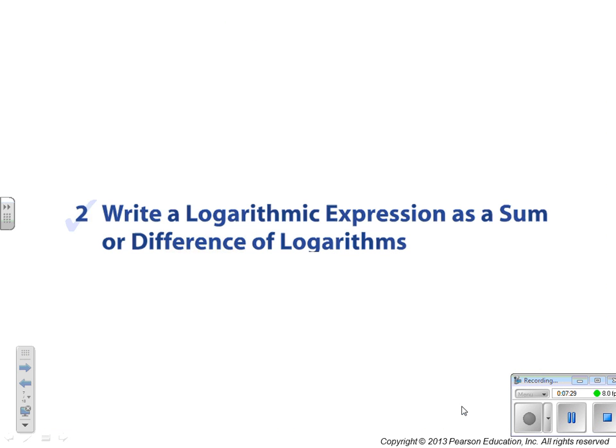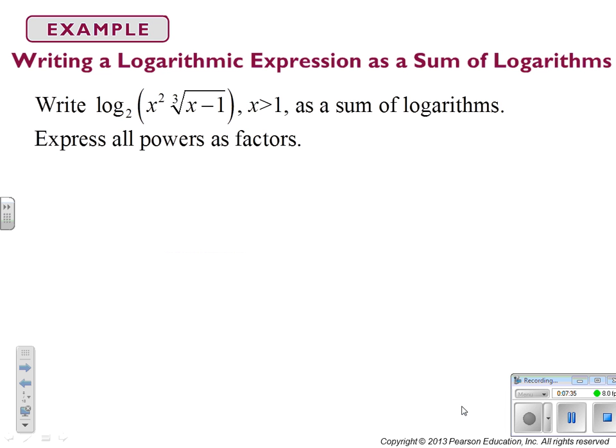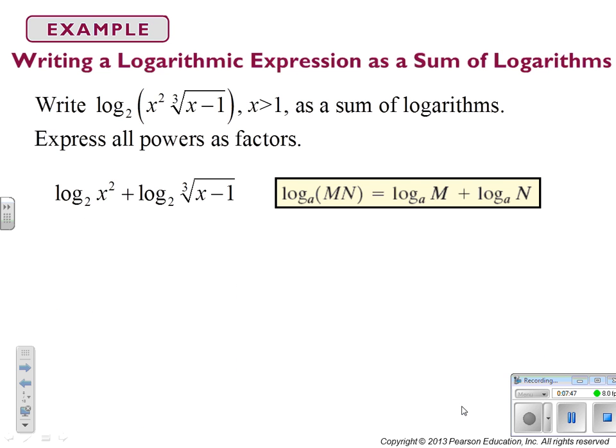All right, so we're going to write a logarithmic expression as a sum or difference of logarithms. So we're going to take properties, log base 2 of x squared times the cubed root of x minus 1, as a sum of logarithms. So we're going to use our properties. So we're going to split these up. I have two items being multiplied here. So I'm going to go ahead and split it up as log base 2 of x squared and log base 2 of cubed root x minus 1.